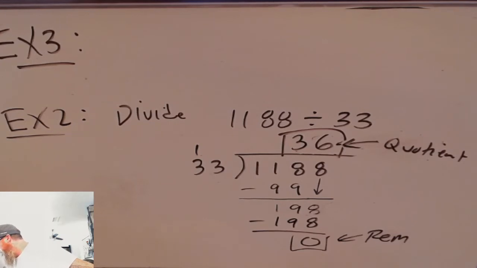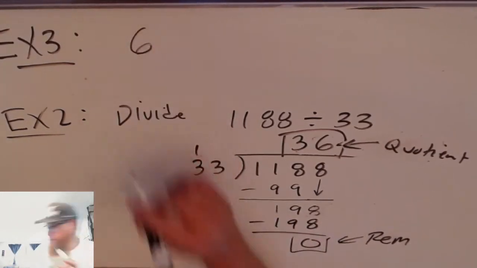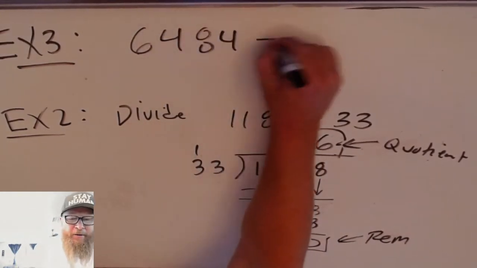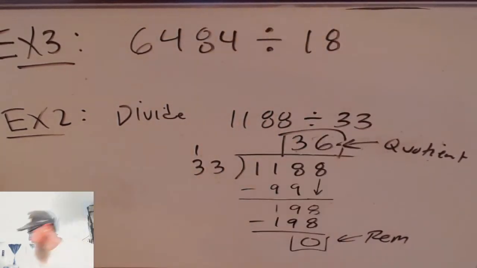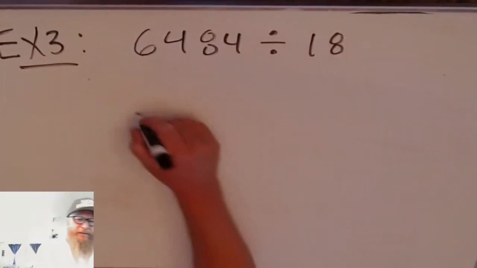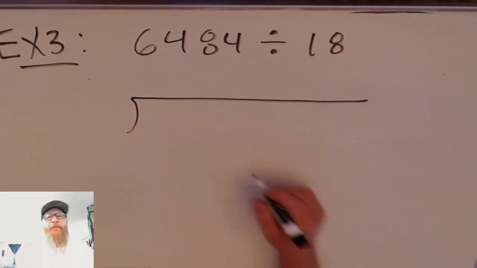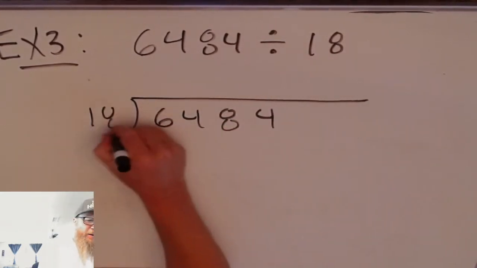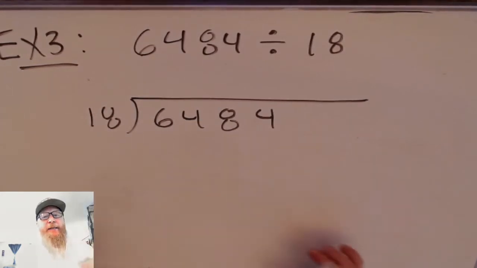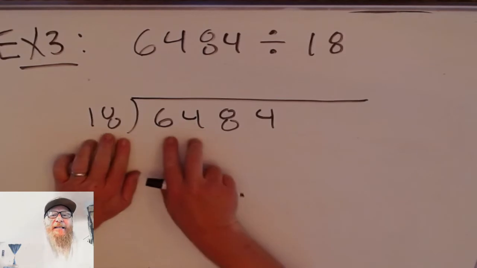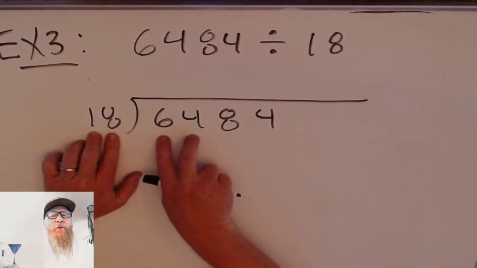Sometimes you don't get a 0 remainder. Let's see what happens when that happens: 6,484 divided by 18. So the dividend is 6,484 and the divisor is 18. 18 does not go into 6, but 18 does go into 64.